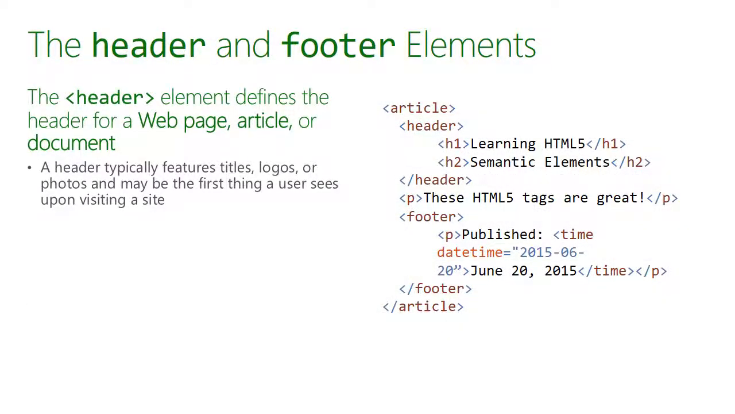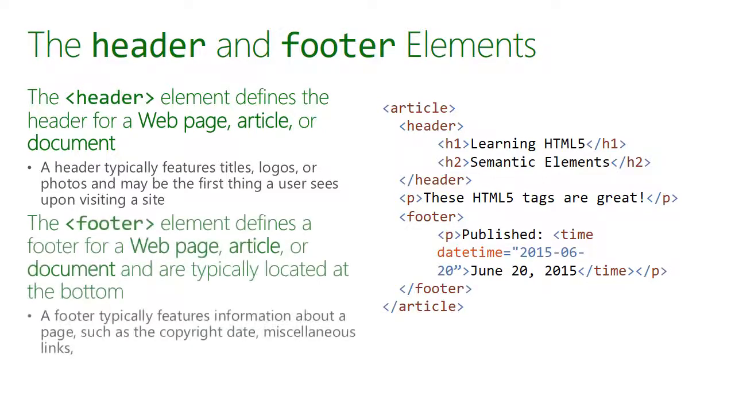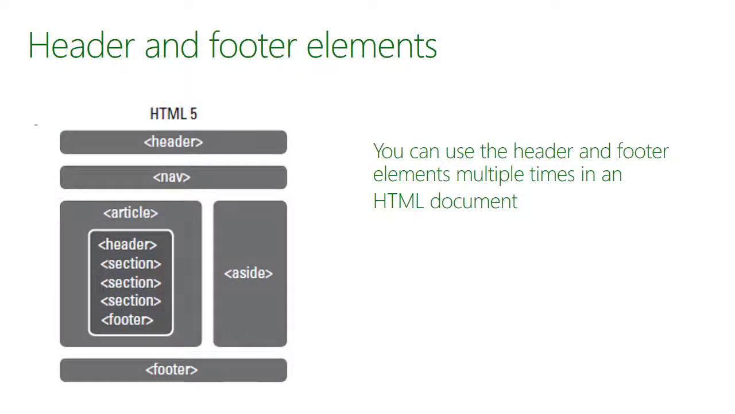Let's take a closer look at the header and footer elements. The header element defines the header for a web page, article or document. A header typically features titles, logos or photos and may be the first thing that a user sees upon visiting a site. The footer element defines a footer for a web page, article or document and is typically located at the bottom. A footer typically features information about a page such as the copyright date and miscellaneous links. With header and footer elements, you can see where they fit in on a typical web page. Obviously header at the top, footer at the bottom.